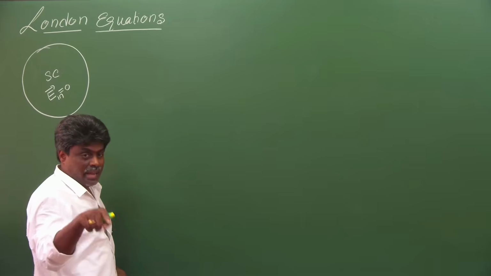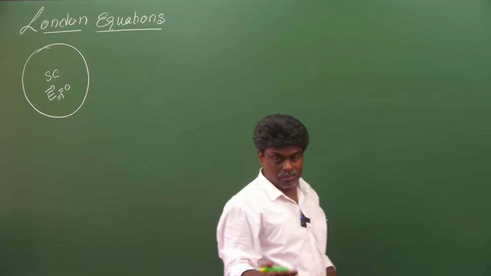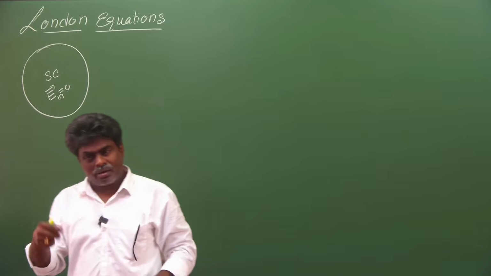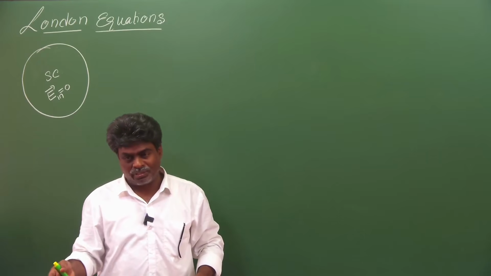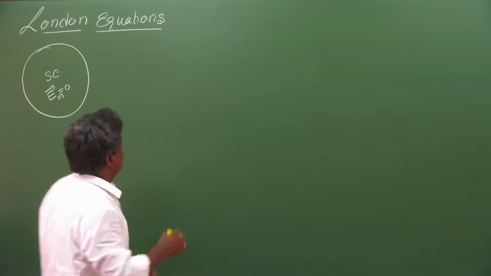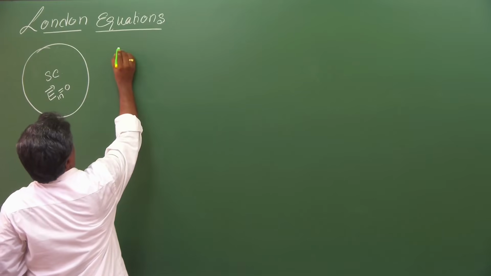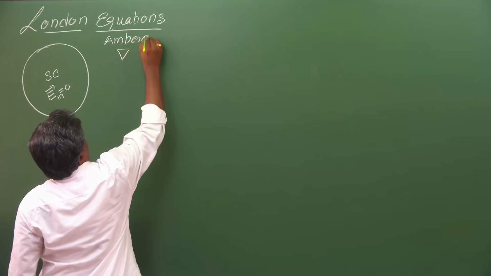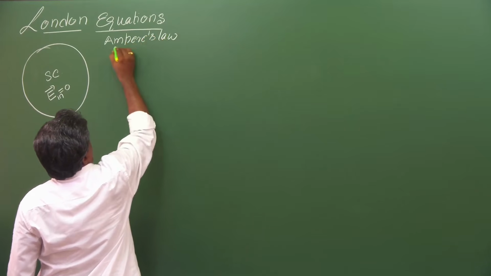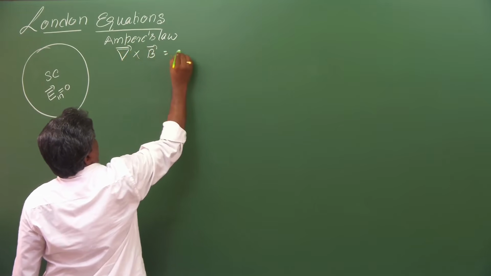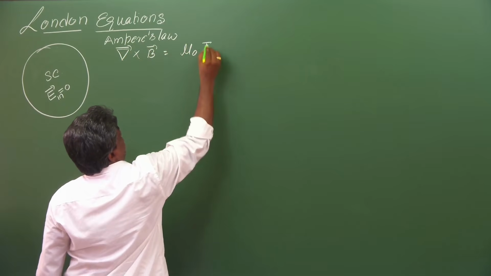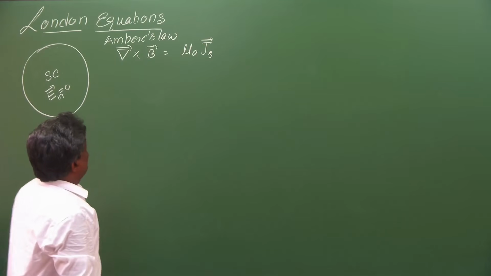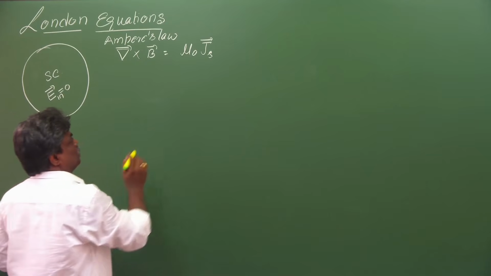One more law is there, Ampere's law. Del cross B equal to mu naught J plus 1 by c square dou E by dou t. That E is gone already. So Ampere's law: del cross B equal to mu naught Js. Here I am using the subscript s for super electrons. That's it, nothing else.